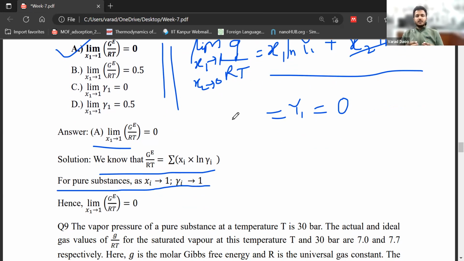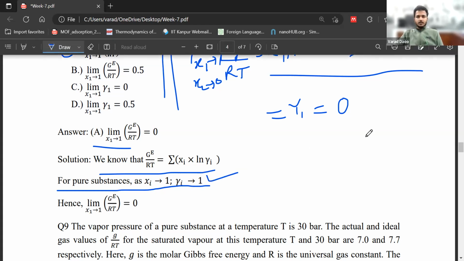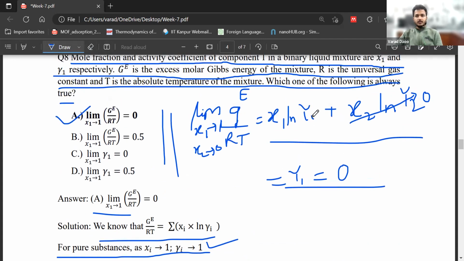Because you have a binary mixture, and when you increase the mole fraction of one component, let's say one component is in great excess compared to the other, the mole fraction of the first component is very close to 1, that means it's a pure species. And for a pure species, the activity coefficient is going to be 1, right? Which is just logical, right? So this is nothing but, oh sorry, this is not right. It's going to be 1. It's going to be 0, right? Gamma is going to be 1, right?